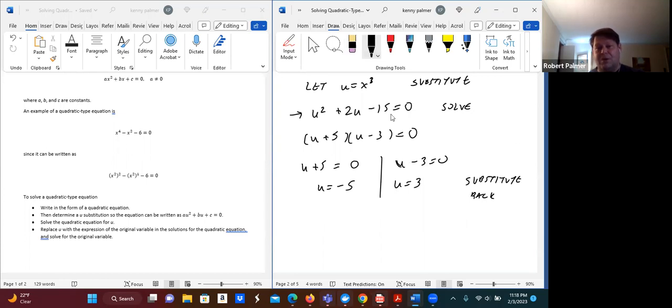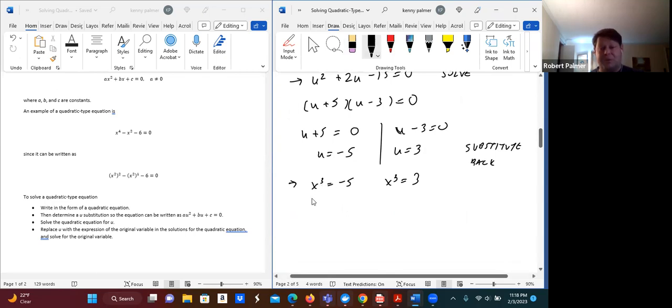Okay, and so x for u is x cubed. That gives me x cubed is equal to -5, and x cubed is equal to 3. Now here we can think of it like we did with the square root: we take the cube root of both sides. So x is equal to the cube root of -5, and x is equal to the cube root of 3.